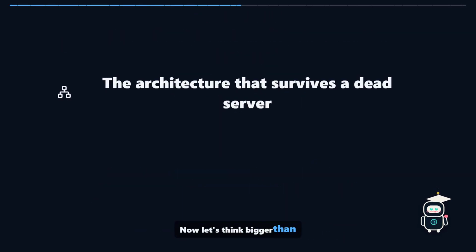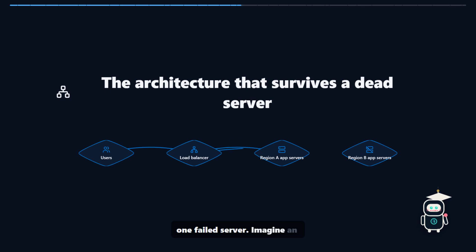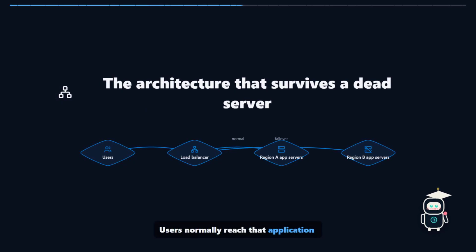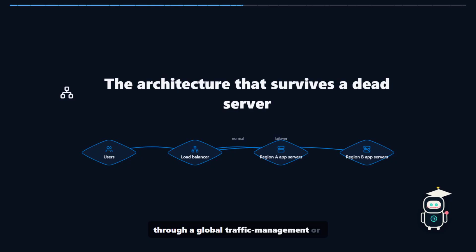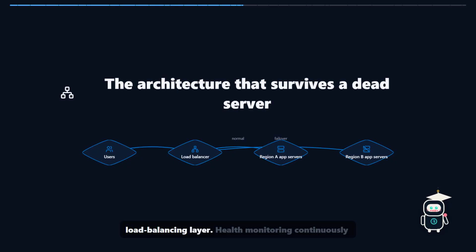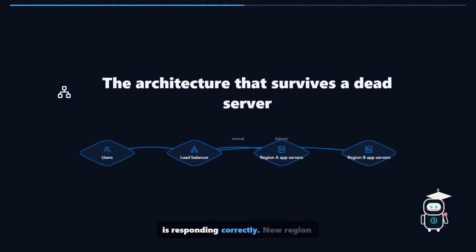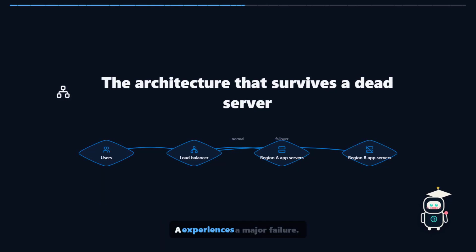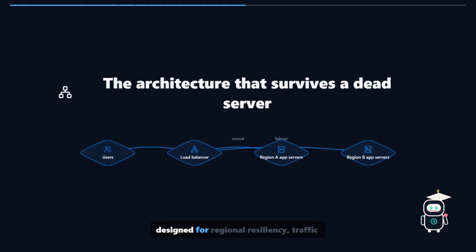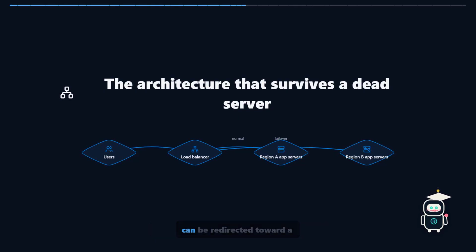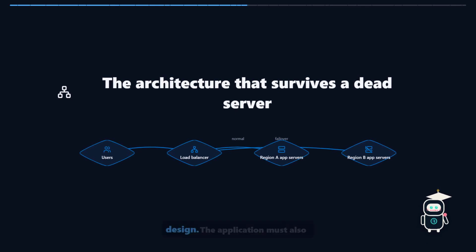Now let's think bigger than one failed server. Imagine an application running in Region A. Users normally reach that application through a global traffic management or load balancing layer. Health monitoring continuously checks whether the application environment is responding correctly. Now, Region A experiences a major failure. If the architecture has been designed for regional resiliency, traffic can be redirected toward a healthy application environment in Region B.